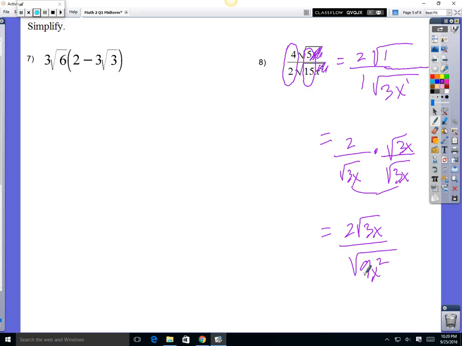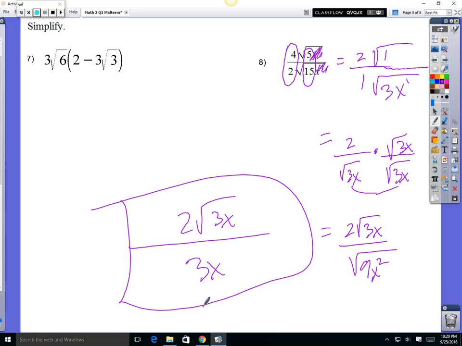So you just created a perfect square. Square root of 9x squared is going to simplify to 3x. And 2 and 3 have nothing in common, so you can't simplify that. And this x is on the outside, and this x is on the inside, so they cannot play together. So you're done. That is your answer.